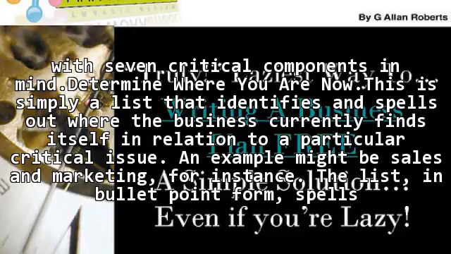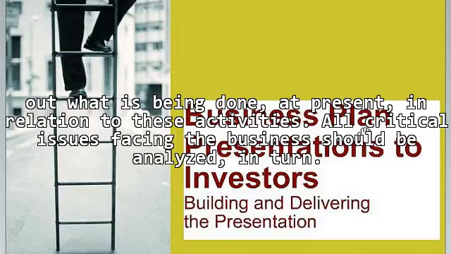Determine where you are now. This is simply a list that identifies and spells out where the business currently finds itself in relation to a particular critical issue. An example might be sales and marketing. For instance, the list in bullet point form spells out what is being done at present in relation to these activities. All critical issues facing the business should be analyzed in turn.